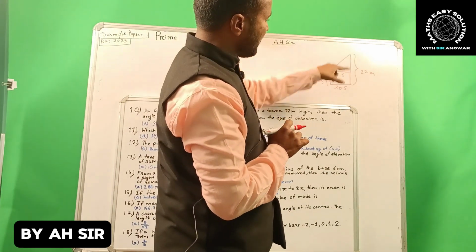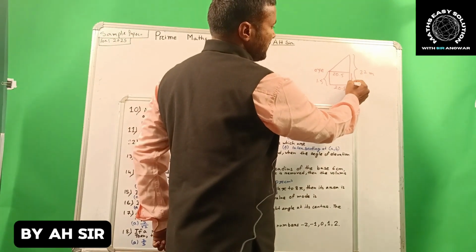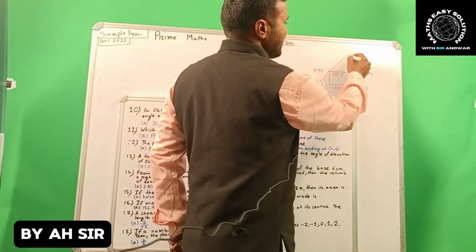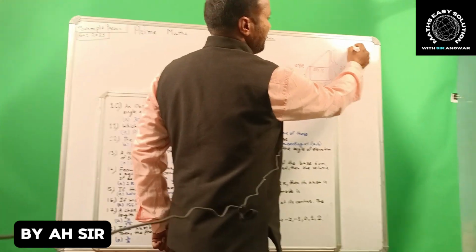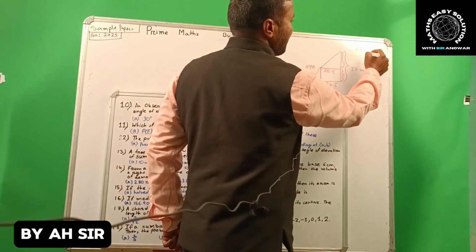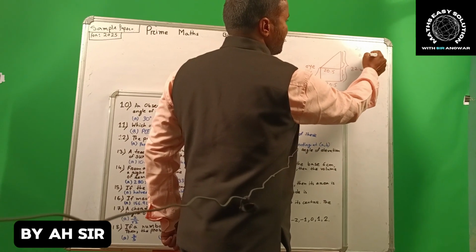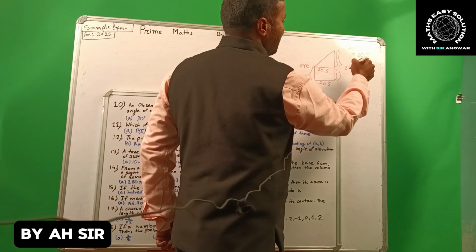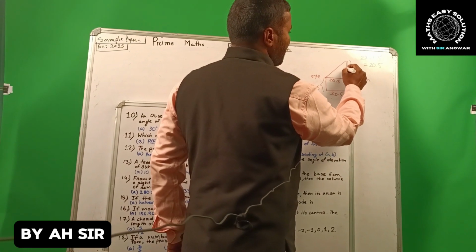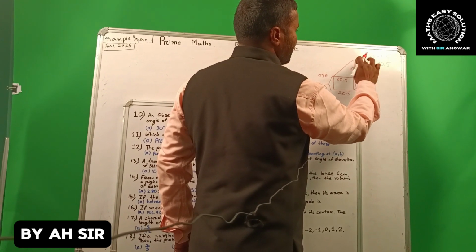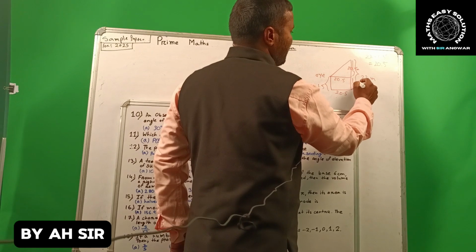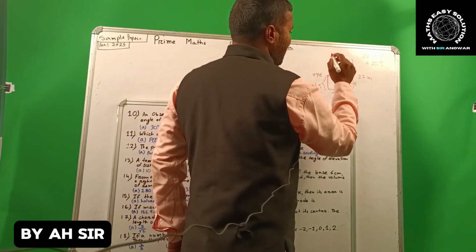To get this part, we have to subtract this part. This is 1.5. So we subtract, and we will get this part. How? 22 minus 1.5, so here we get 20.5. So this one is also 20.5 meter, this part. And this is 1.5 meter. Now this angle we have to find.